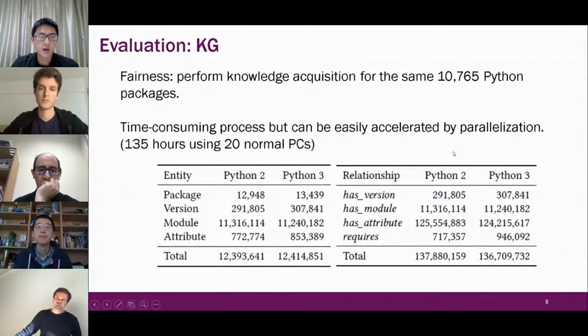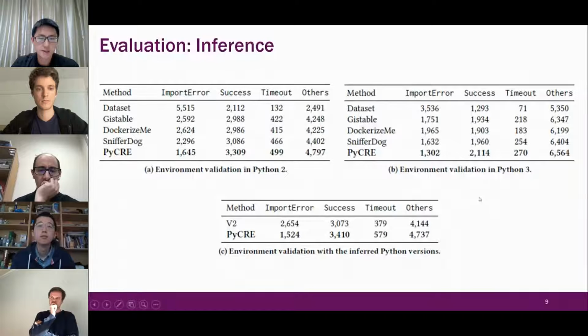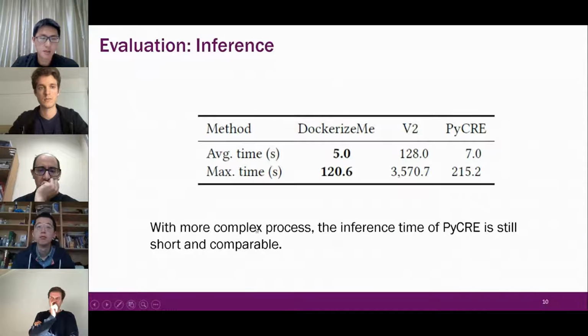For the fairness of our experiments, our method should acquire knowledge for the same Python packages. There are over 10 million entities and over 100 million relationships in our knowledge graph. As shown in the table, our PyCRE is significantly better than the comparative methods in all three different settings. And even with a more complex process, the inference time of PyCRE is still short and comparable.